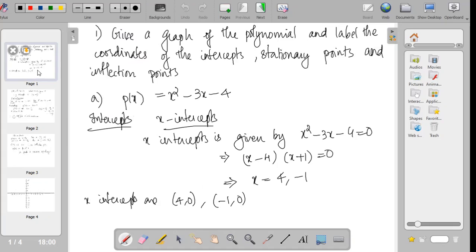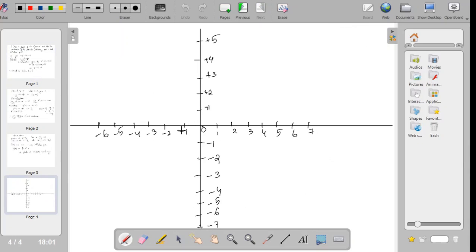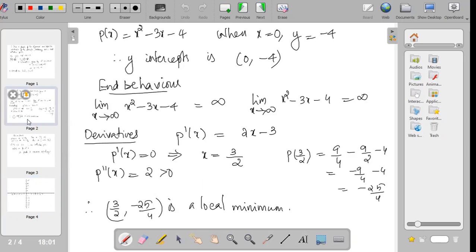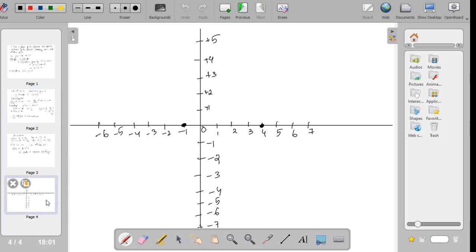So let us now mark the intercepts. First, mark the intercepts here. So that is 4, 0 and minus 1, 0. So you have minus 1, 0, and then you have 4, 0, and next is the y-intercept. The y-intercept is 0, minus 4. So that is this point, 0, minus 4.